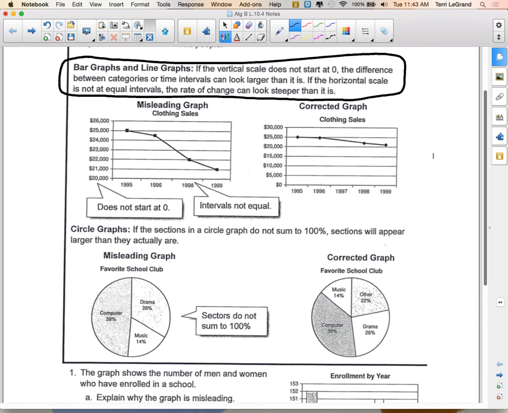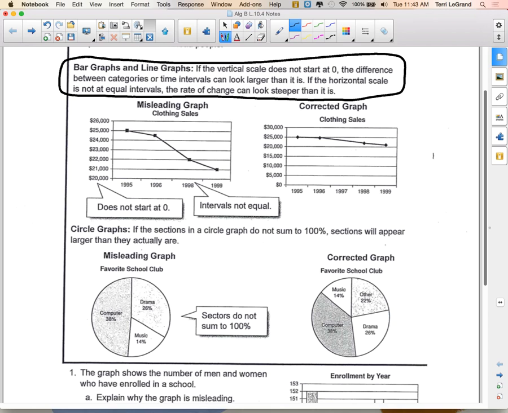And notice what happened on the vertical axis. Now they're starting at 0, and instead of starting at 20,000, they start at 0 and they go by 5,000 at a time so that they get a truer picture of the graph. So the vertical scale should start at 0. Horizontal scale and the vertical scale, both of them, need to go in equal intervals.